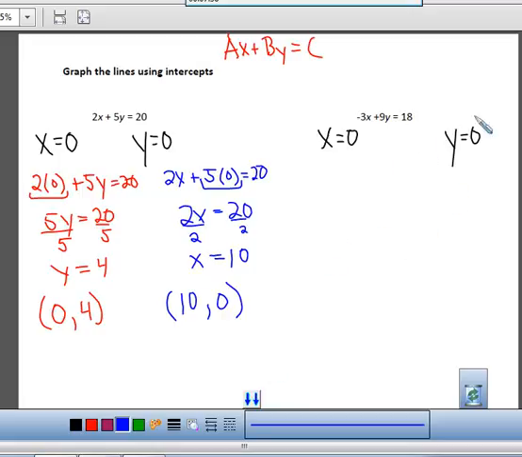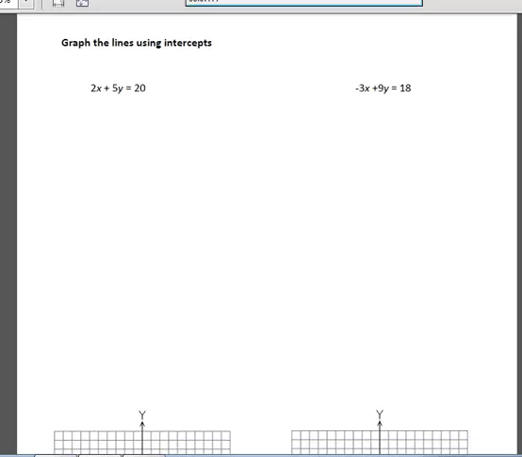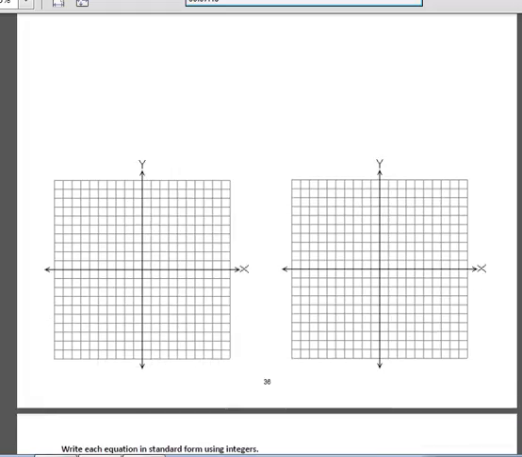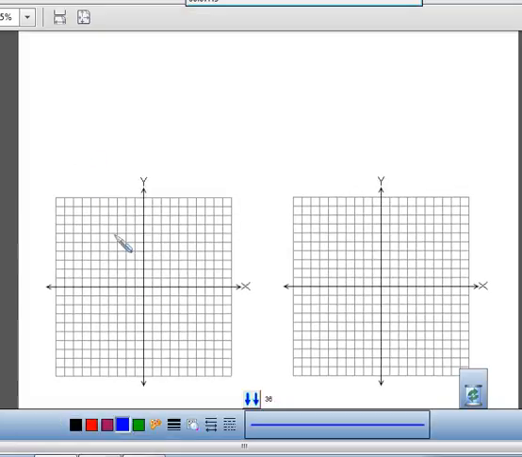So I'm not going to do the second example. I want you to work through that one on your own and share it in math. My 2 points are, again, 0 comma 4 and 10 comma 0. So 0, 4: start at the origin, go up 4, put a dot. 10, 0: start at the origin, go to the right 10 spaces, 1, 2, 3, 4, 5, 6, 7, 8, 9, 10, all the way to the end.